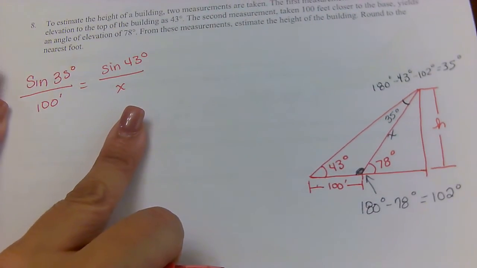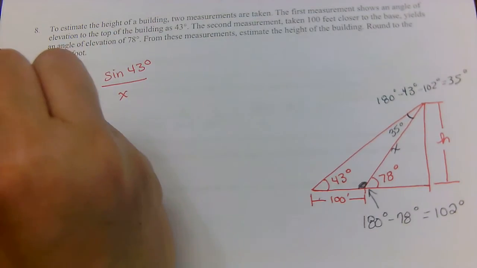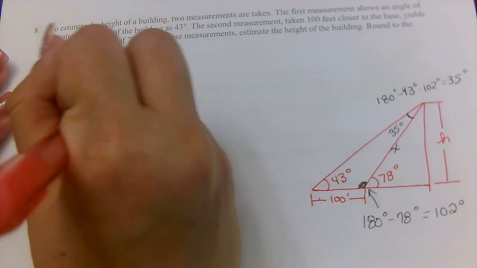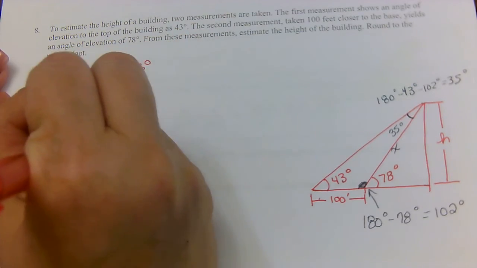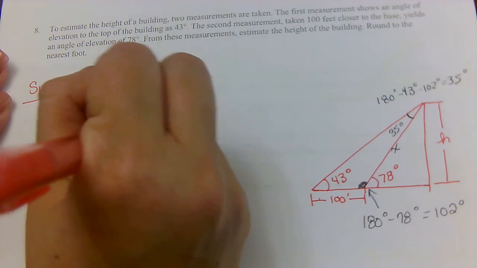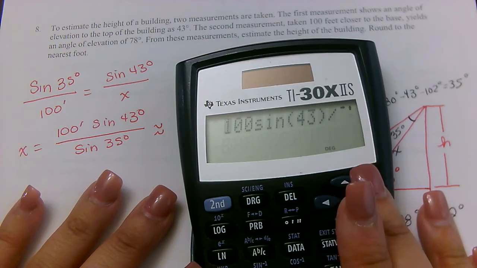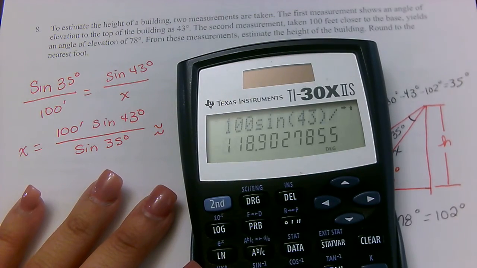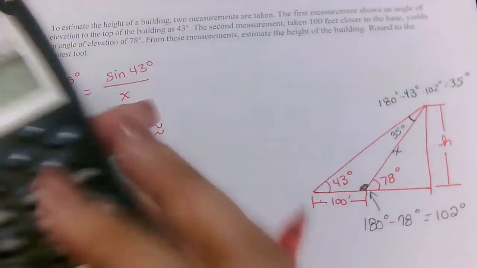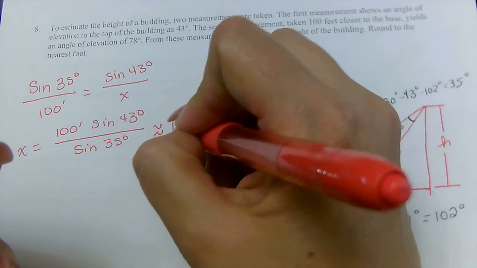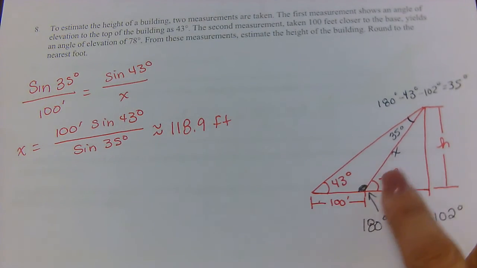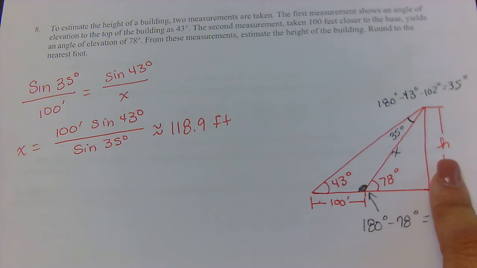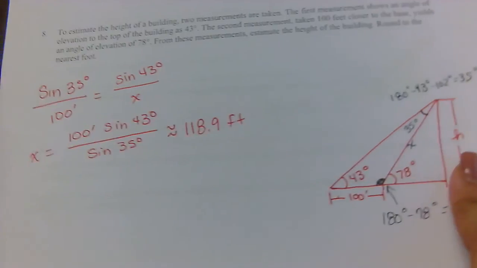I'm going to solve for x using the bat and ball. Okay, so x is equal to 100 sine 43 divided by sine of 35. Okay, plug that into the calculator and you get 118.9 feet. Okay, now that I know this side here, I can estimate the height of the triangle.